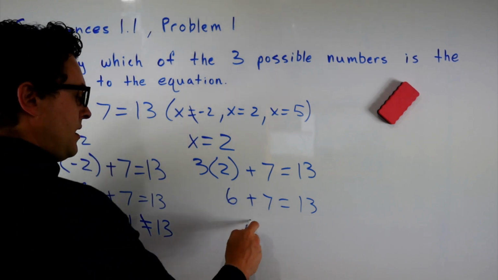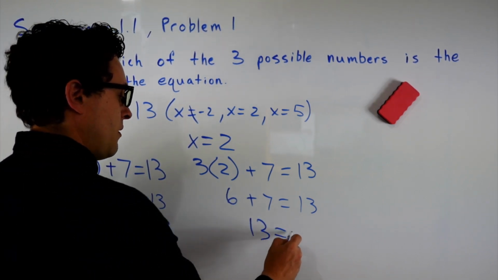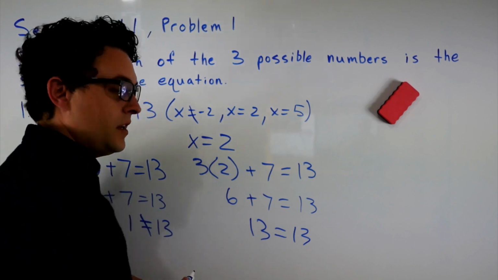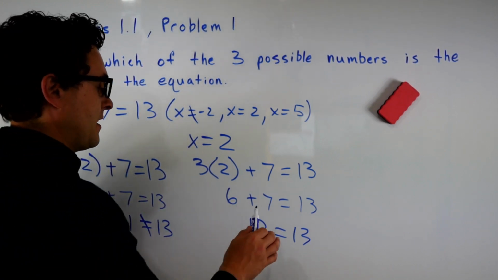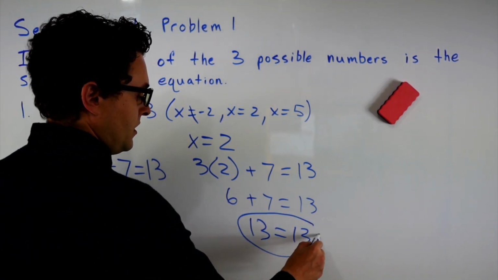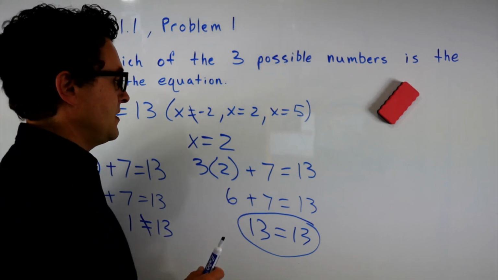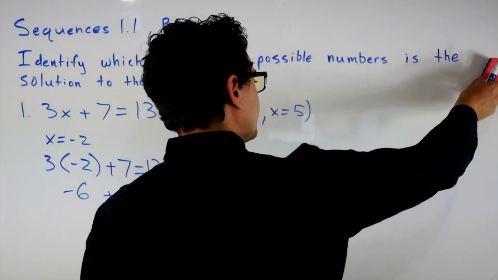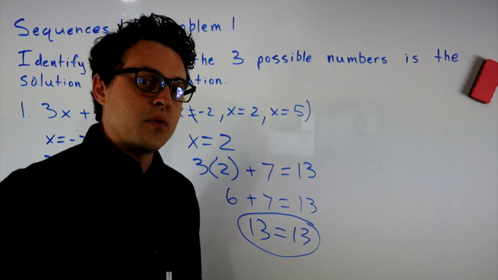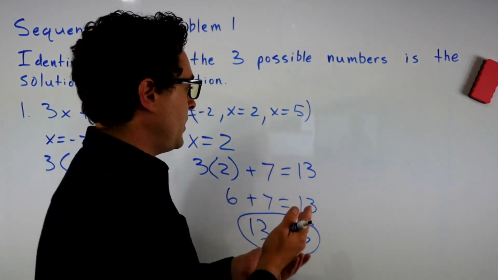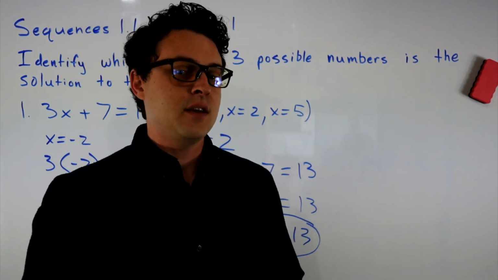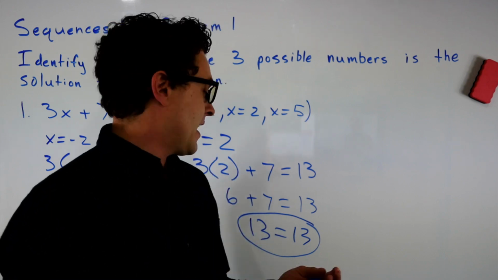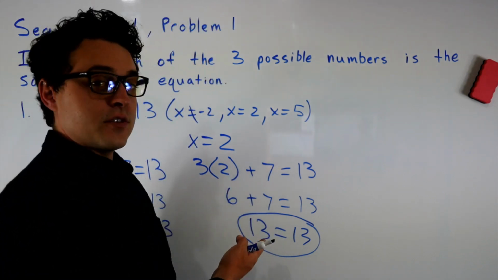6 plus 7 is 13, and we get 13 equals 13, which is awesome. That is exactly what we're looking for. 13 equals 13 is a solution. That makes sense. Now at this point in the problem, you want to ask yourself, should we even check to see if x equals 5? Because it's likely that we've already got our solution.